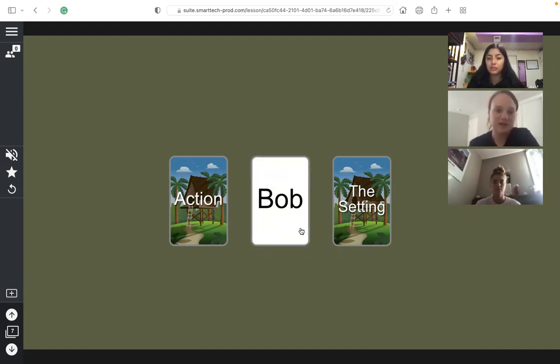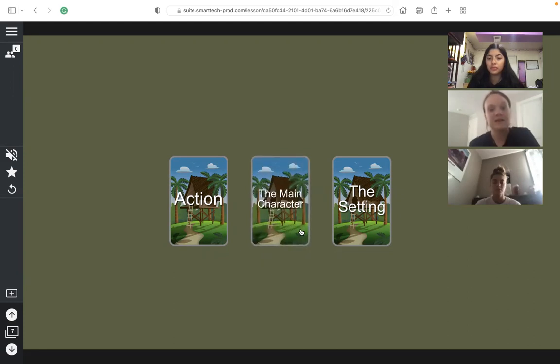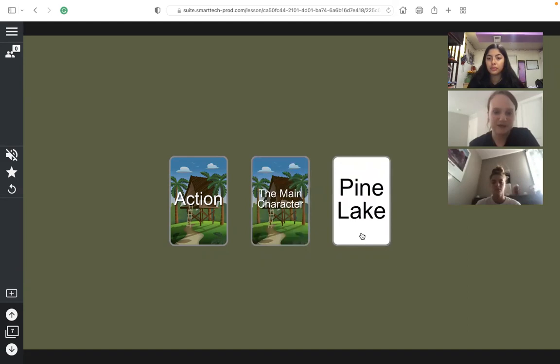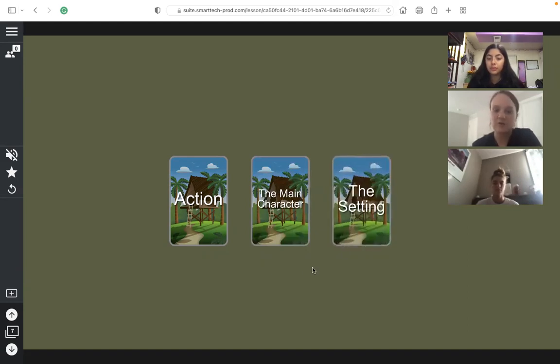Who's the main character? Bob. And then where's the setting? It's Pine Lake. So then they can look at their own day that they're talking about and say whether or not this is the action in my story, this is the main character, and here's the setting. So that's just a little glimpse into that.